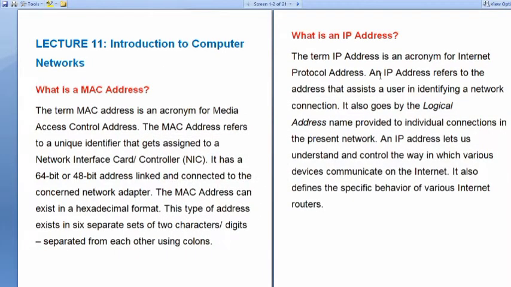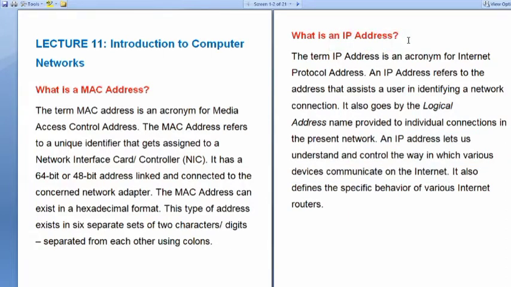Okay, so an IP address is a kind of address which helps you locate a computer or a device in a specific network. It is a unique identifier that assists a user in identifying a network connection. It also goes by the name logical address. As I told you, MAC address is known as the physical or hardware address, and IP address is known as the logical address. An IP address lets us understand and control how the various devices communicate on the internet, and because of the IP address only we are able to locate or send some data.